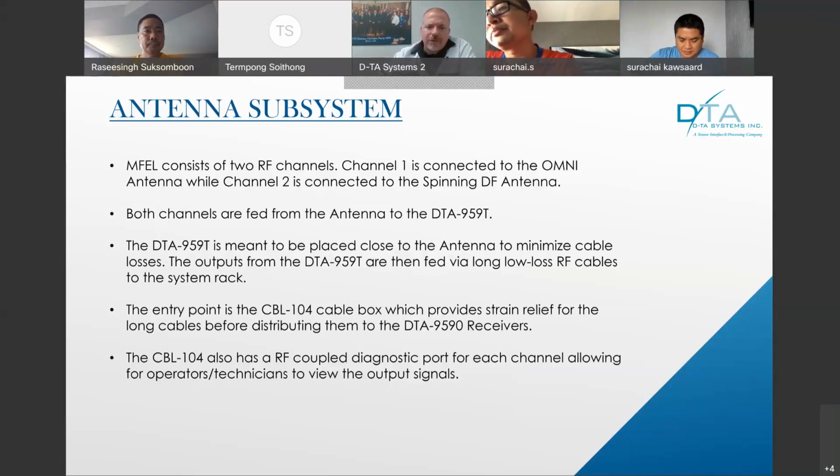And the outputs are fed via long, low-loss RF cables to your system rack, where they enter the CBL 104 cable box, which provides strain relief from the long cables before distributing them to your 9590 receivers. CBL 104 also has an RF-coupled diagnostic port for each channel, allowing your operators and technicians to view the output signals.